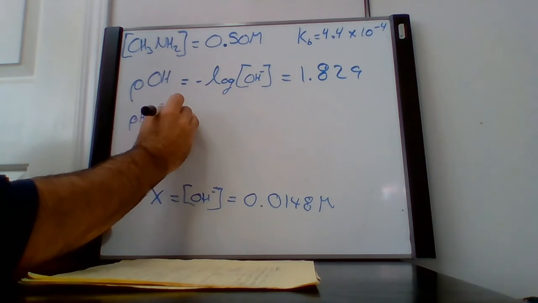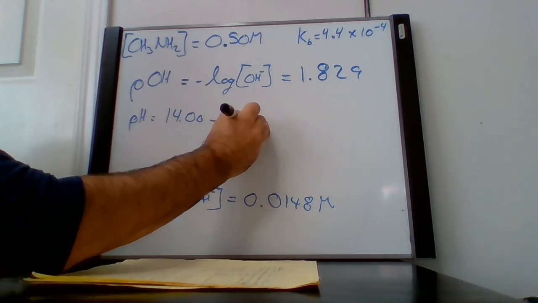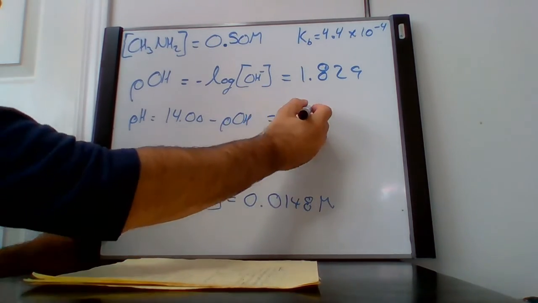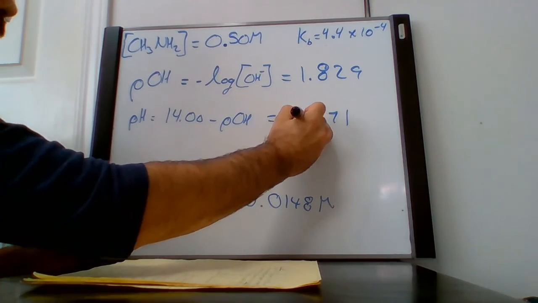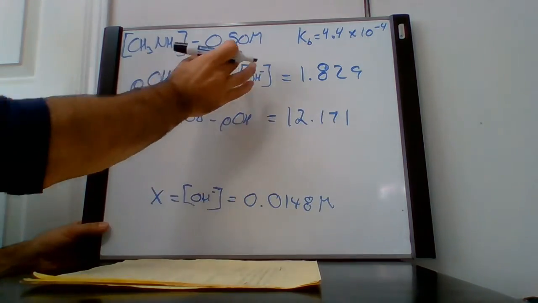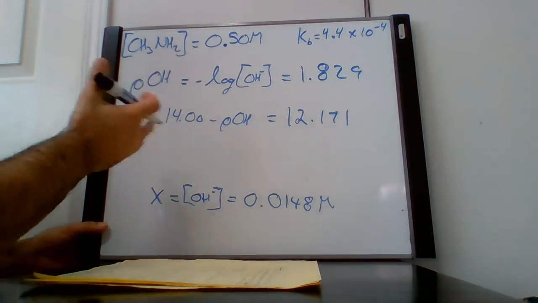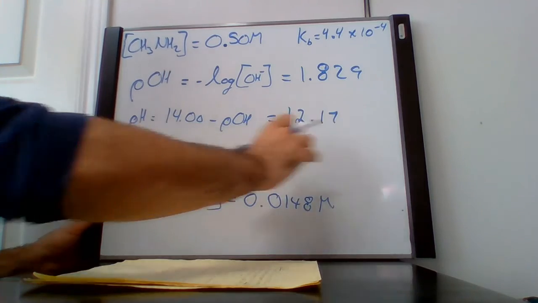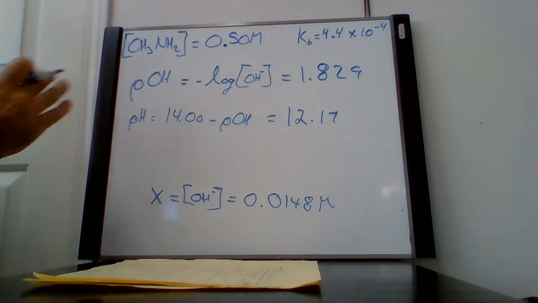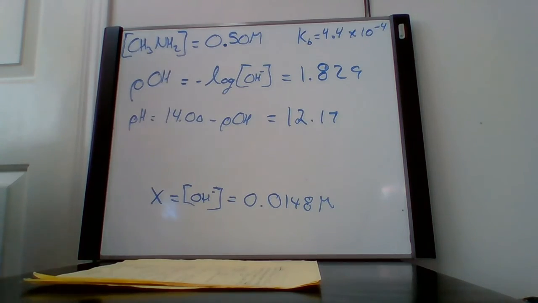My pH is just 14.00 minus my pOH, which gives me a value of 12.171. Looking back to our original values, I have 2 sig figs, 2 sig figs. Everywhere we have 2 sig figs to start. That means I need 2 decimal places in my logarithmic calculation. So 0.5 molar methylamine will give us a pH value of 12.17. Okay, so very similar to those Ka calculations that we saw in the last one. Let's move on to the next example.